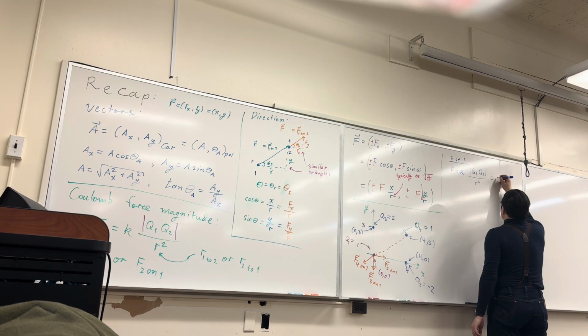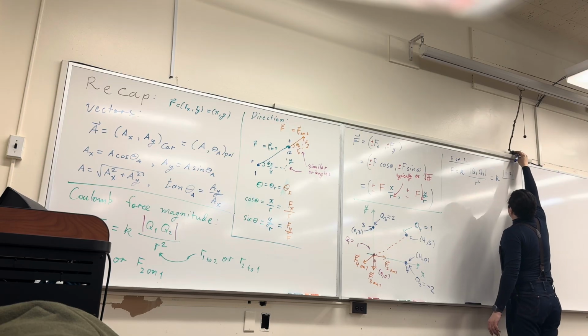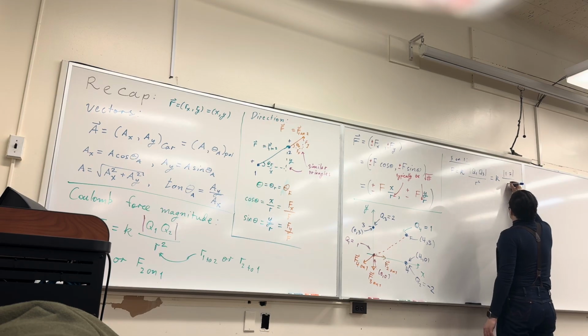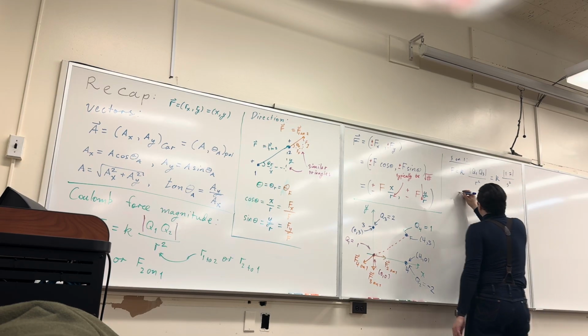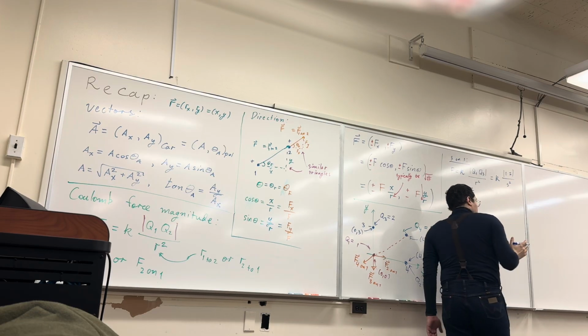So we've got k, which I don't care about, absolute value 1 times 2. And then this is over 3 squared. So I've got k 2 over 9. Okay, not too bad.